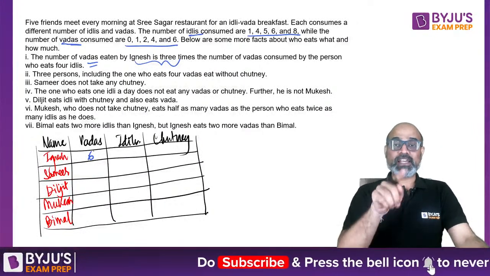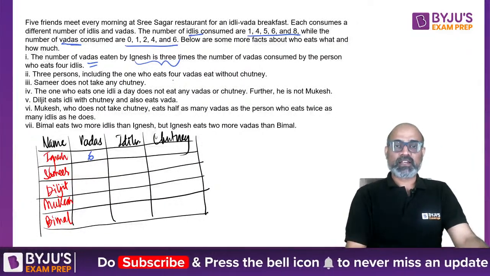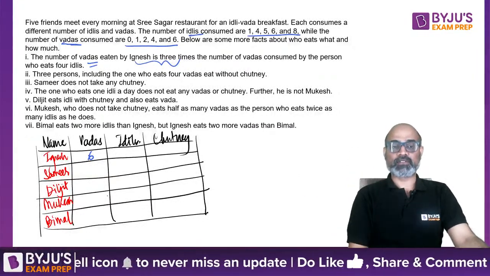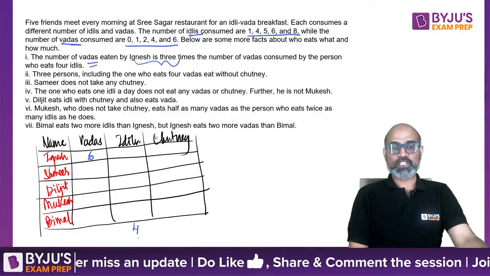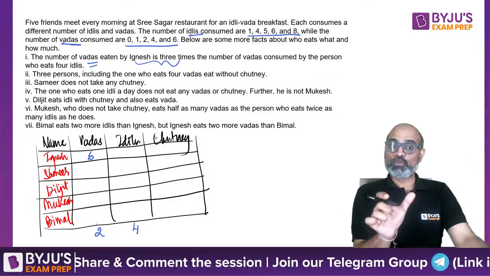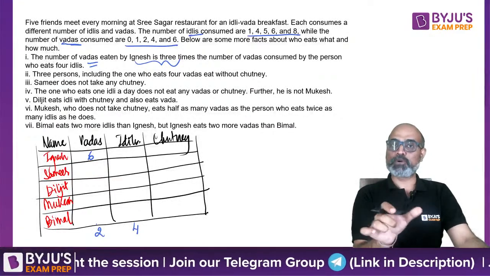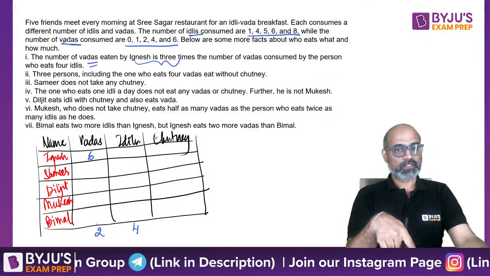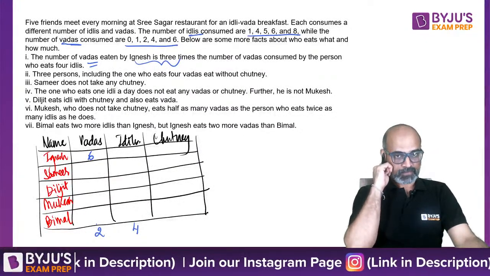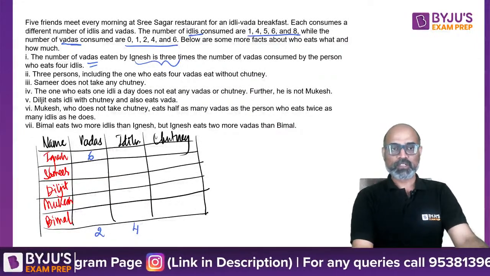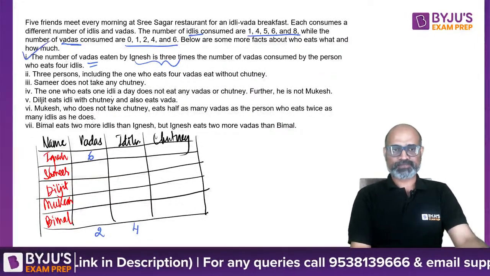And if he eats 6 vadas, then this should be 3 times of someone who eats 4 idlis, which means somebody who eats 4 idlis and 2 vadas is there. So the 2, 4, 1 combination has to be put at any one of the 4 places or 4 friends. Right? Okay. Other than that, we don't know. We don't know where that 2, 4 will go. So we are done with the first statement.